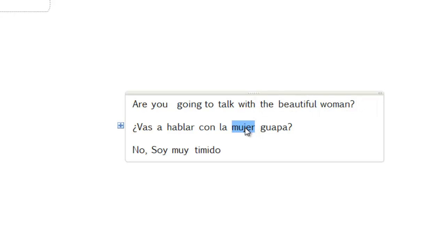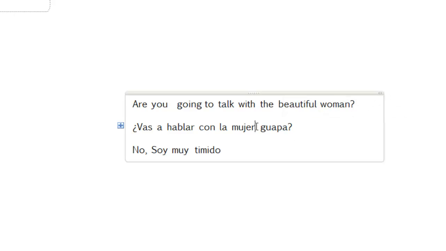Now, just because this is a woman doesn't mean anything. So, for example, la mesa, the table, the beautiful table. It wouldn't be guapa, but you know what I mean. It would be bonita or something like that. La mesa bonita. Okay. You have to agree. Agreement is the important thing.